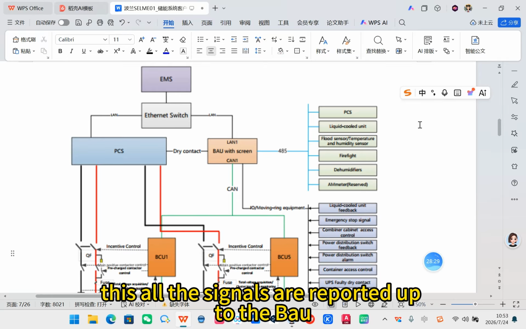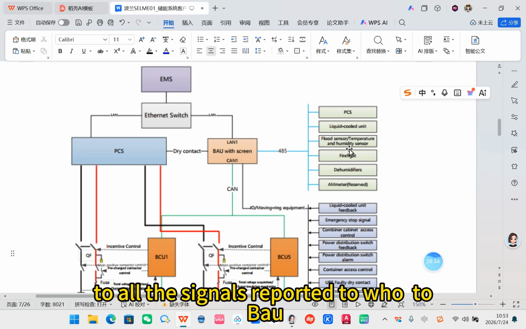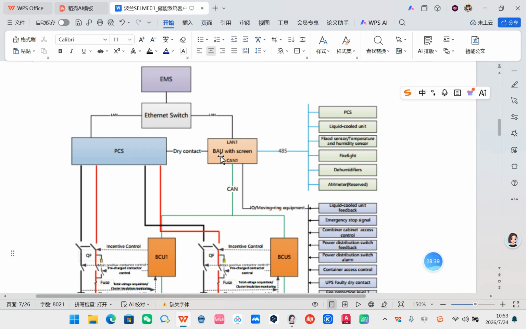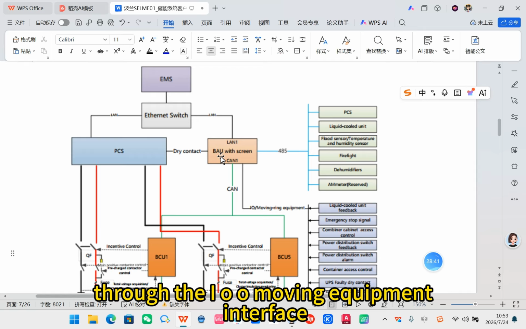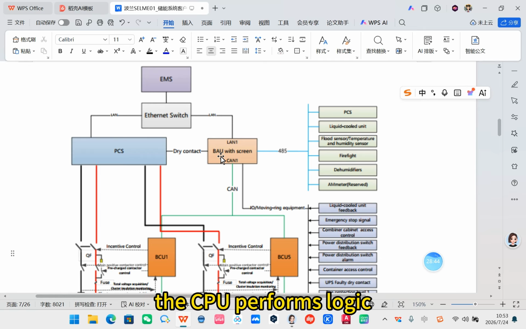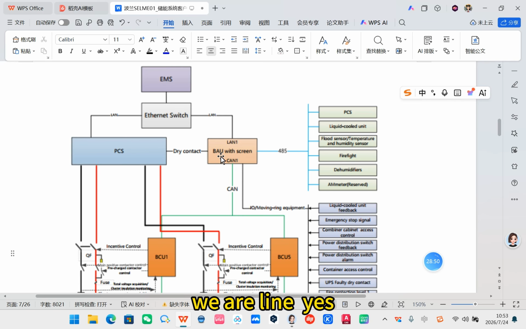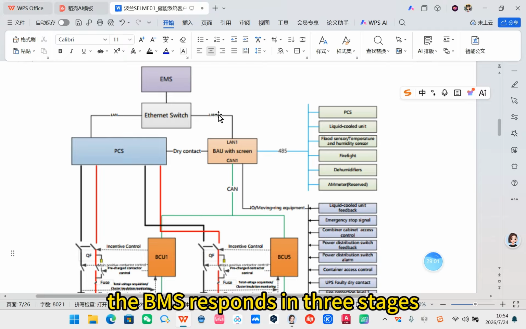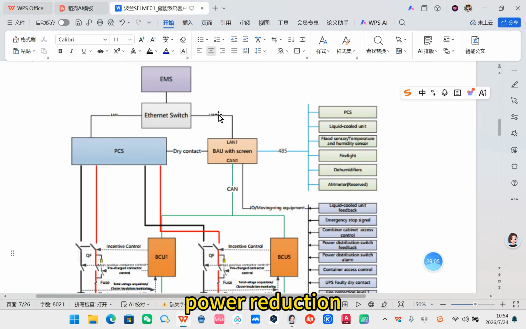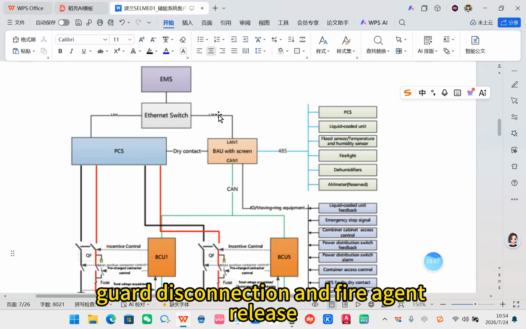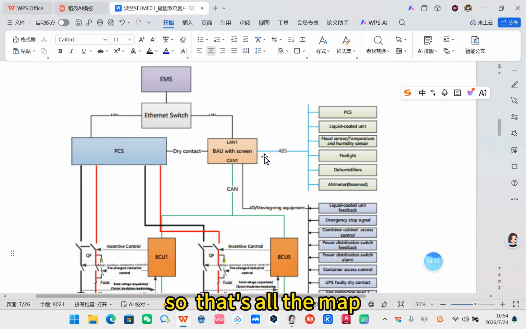So all the signals are reported up to the BAU. To who? To BAU through the I/O moving equipment interface. The BAU performs logic judgment and reports to the EMS via line. Yes, via line. And upon any anomaly, the BMS responds in 3 stages: power reduction, grid disconnection, and fire agent release. So that's all the map.